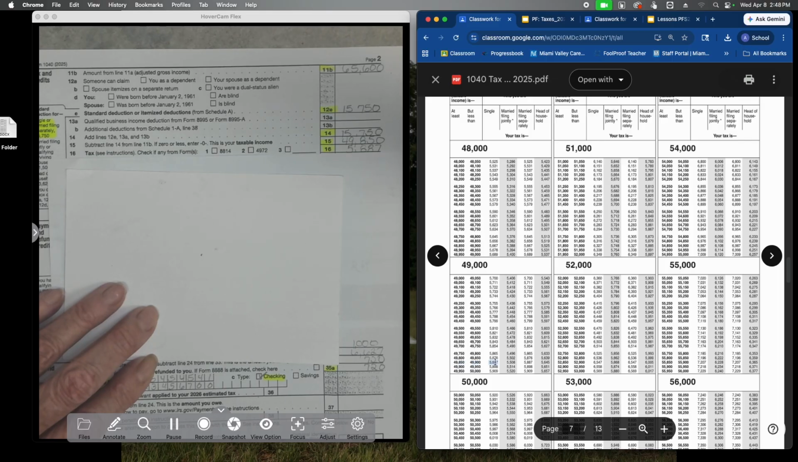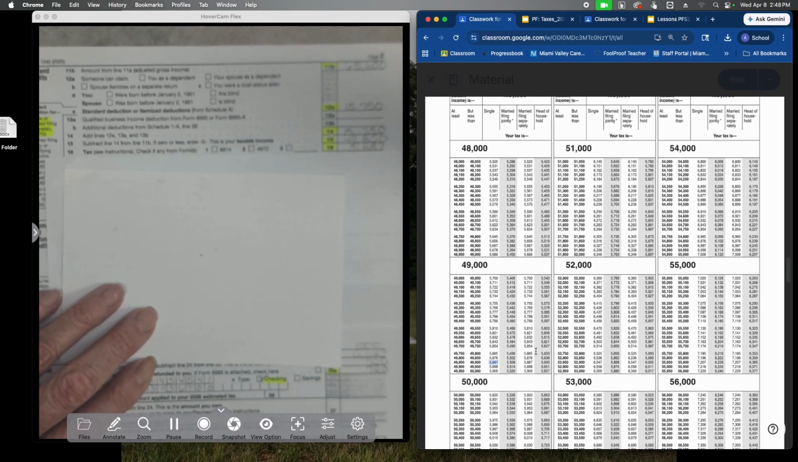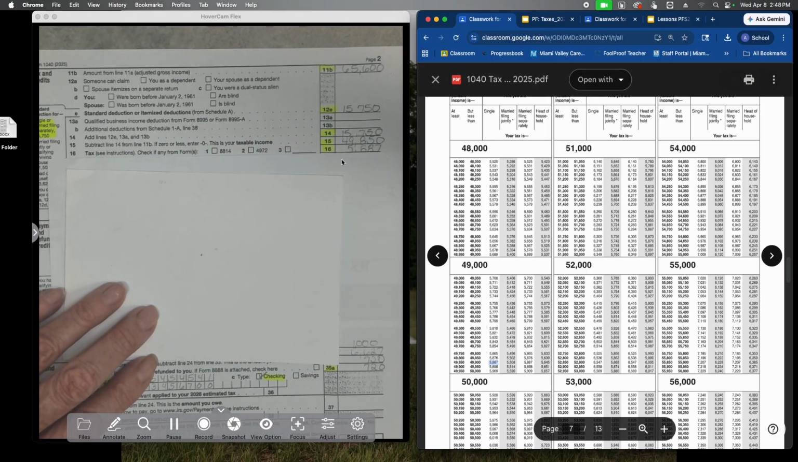He is single, so it is going to be this very first number here. So it is going to be 5887. Okay, and that is going to be our tax. And that we are going to put right here, 5887.